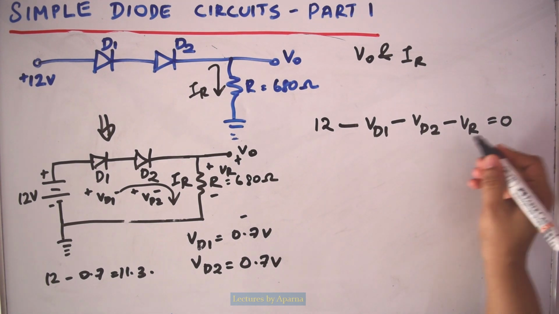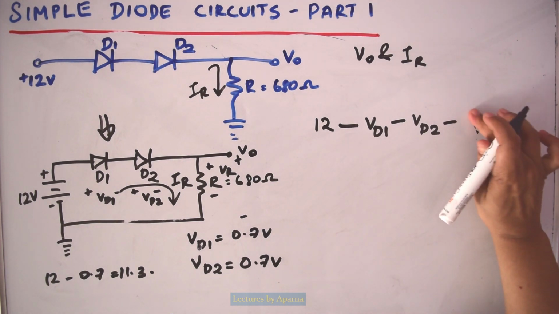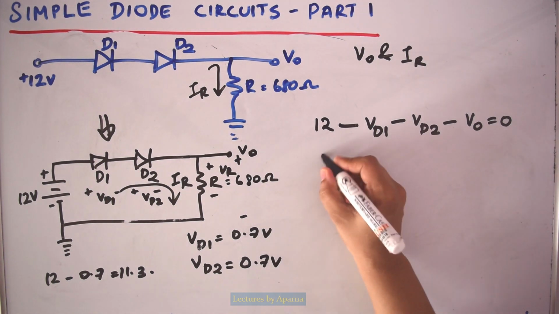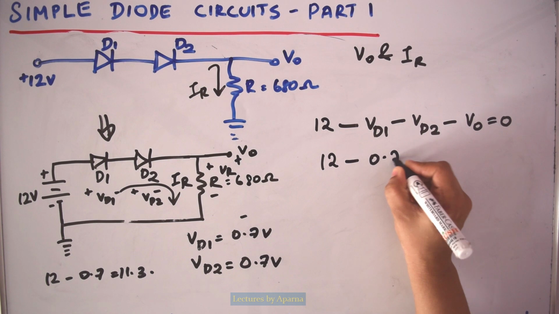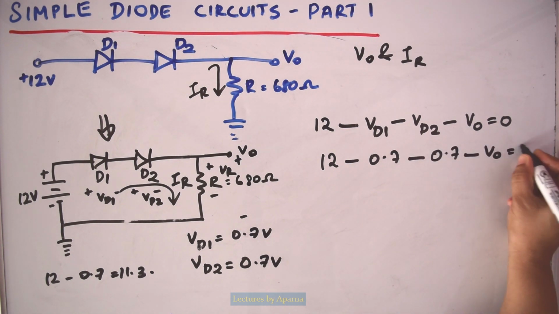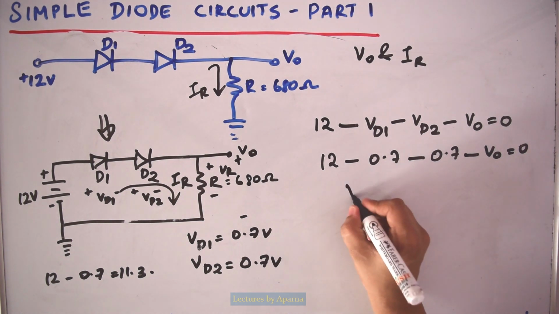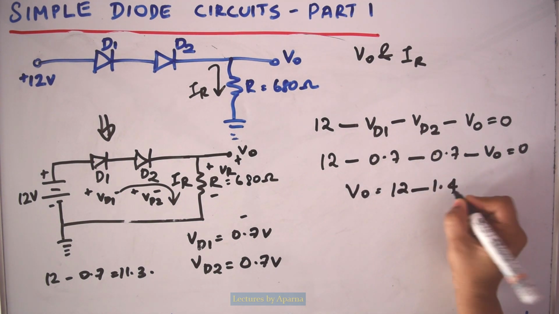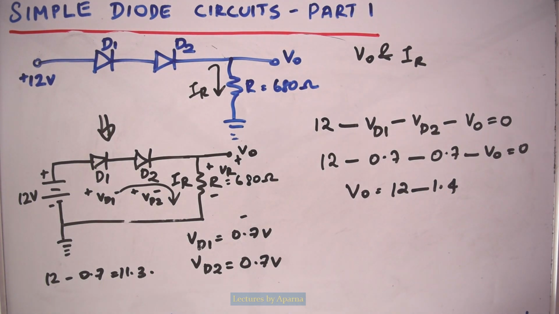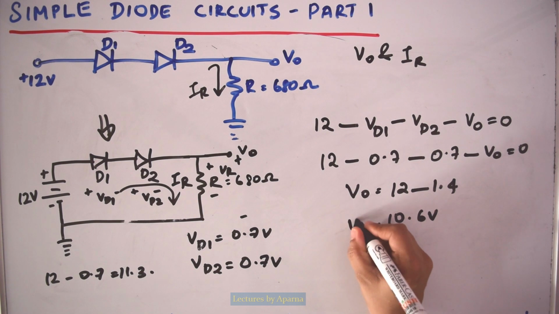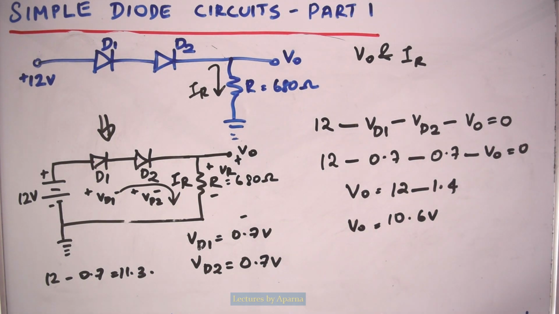This VR is the same as V0 here. Now apply all the values: 12 minus VD1, which is 0.7, minus VD2, which is 0.7, minus V0 equal to 0. Or you get V0 equal to 12 minus 1.4, which is equal to 10.6 volt. So you get V0 equal to 10.6 volt.